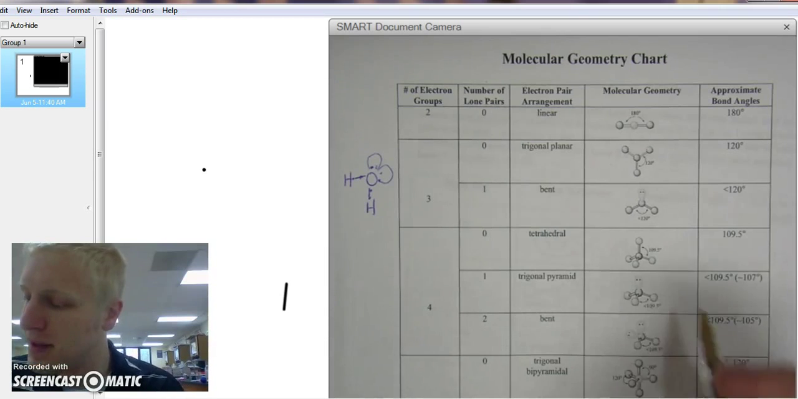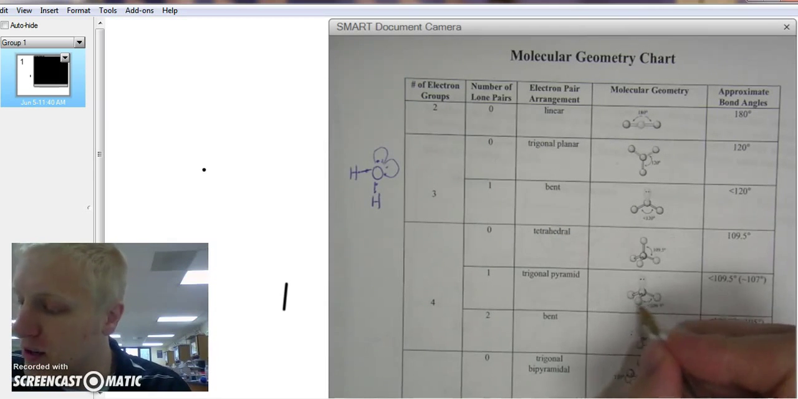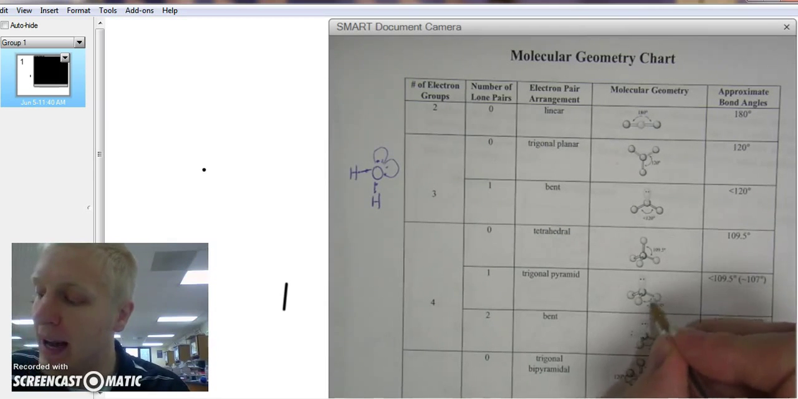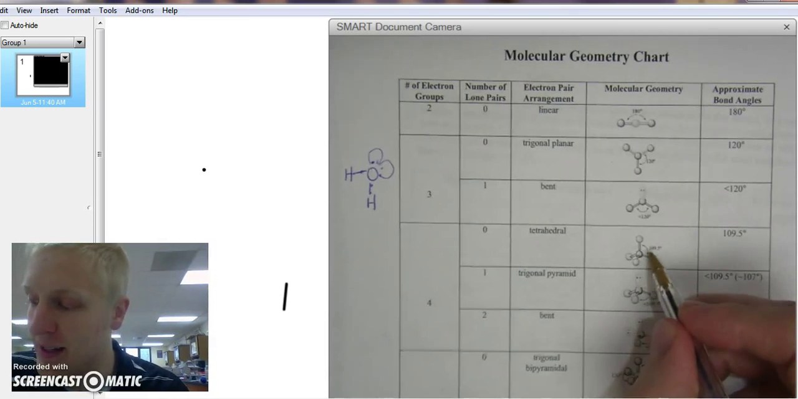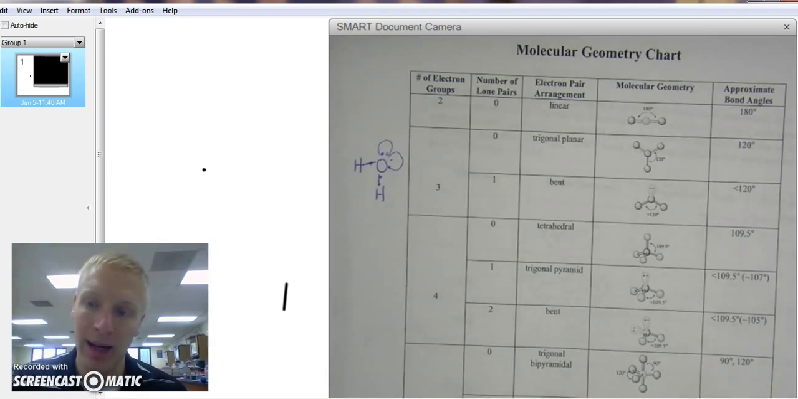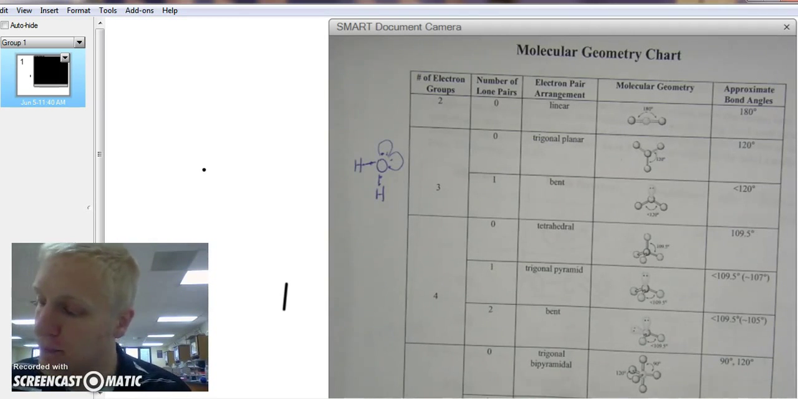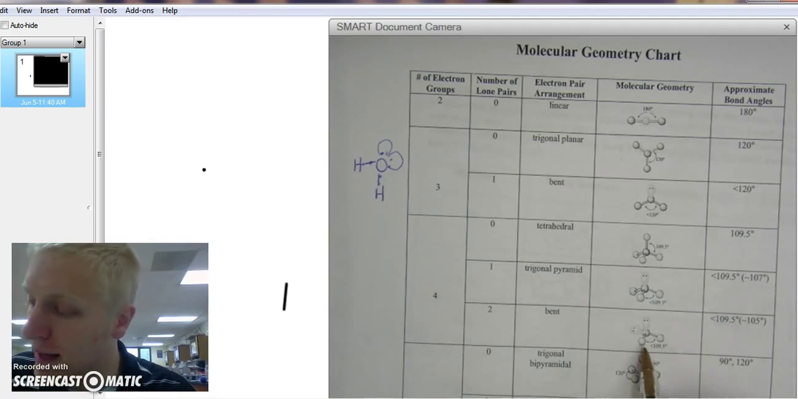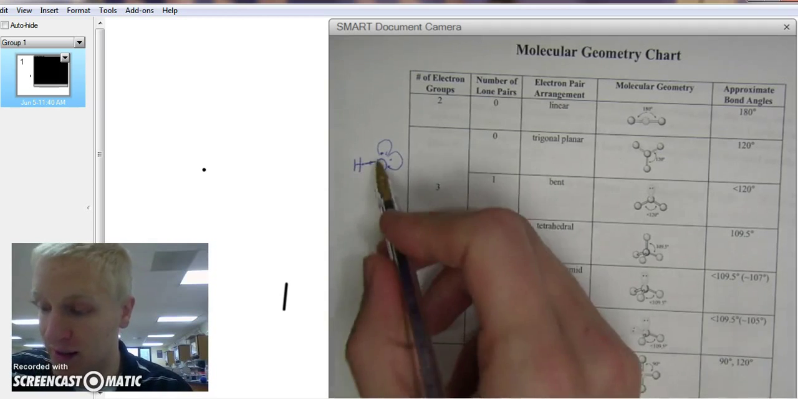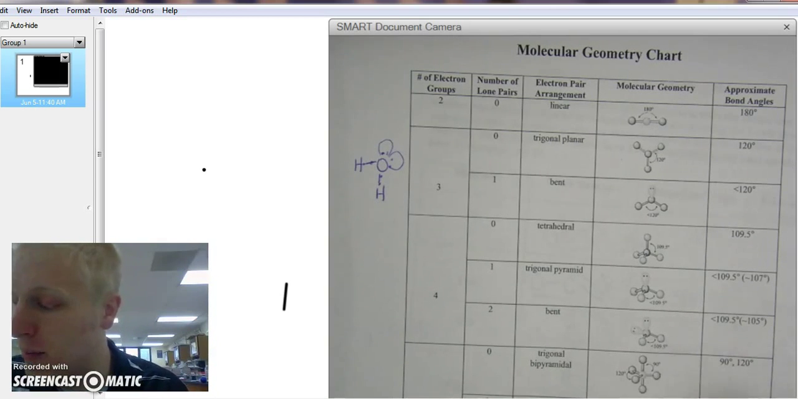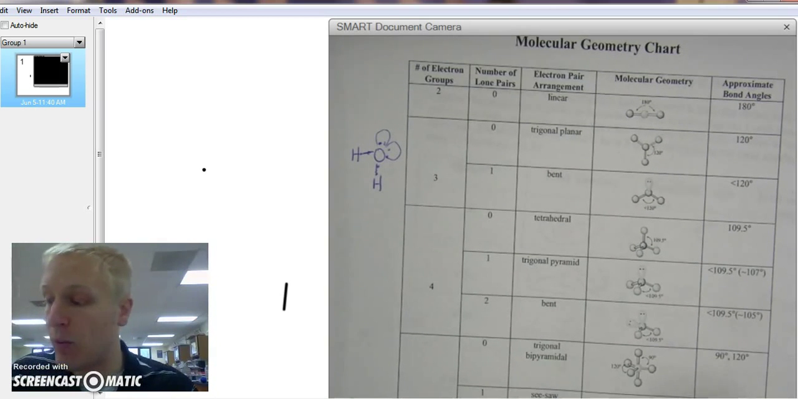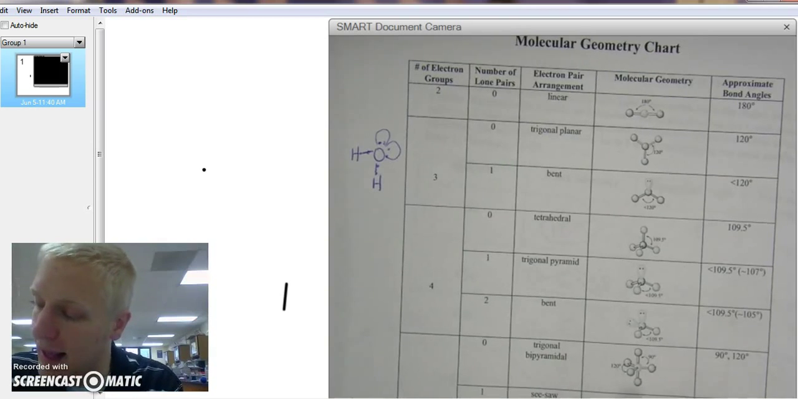A little more involved. Trigonal pyramidal has 1, 2, 3 outer atoms, and it has 1 lone pair on the center, so it's kind of like tetrahedral, only instead of a bonded pair, it has a lone pair. Then we have another bent, which is the bent that water is. 2 outer atoms and 2 lone pairs on the center atom, around 105, or less than 109.5 angle.